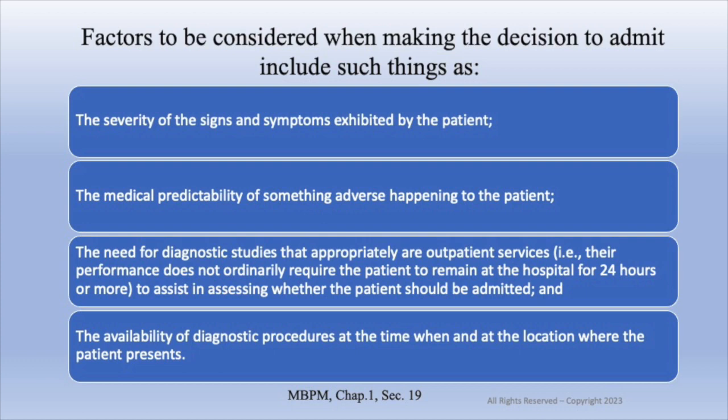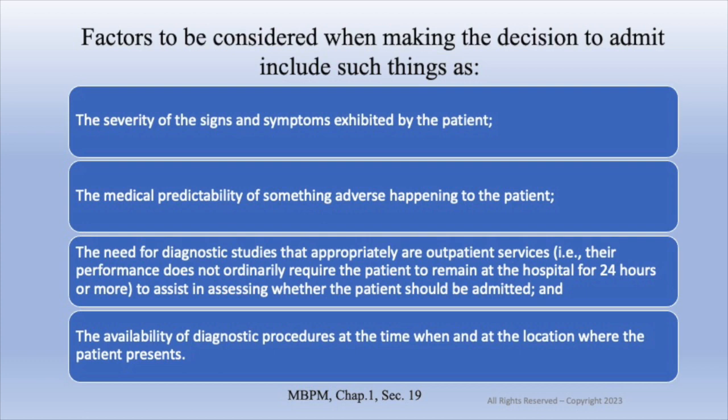Number 2 is the medical predictability of something adverse happening to the patient. What does that mean? Based on the condition of the patient and the way that they present, what can possibly go wrong? And that's how we think when we admit patients. What could go wrong with these patients based on that presentation? These first 2 define the acuity.